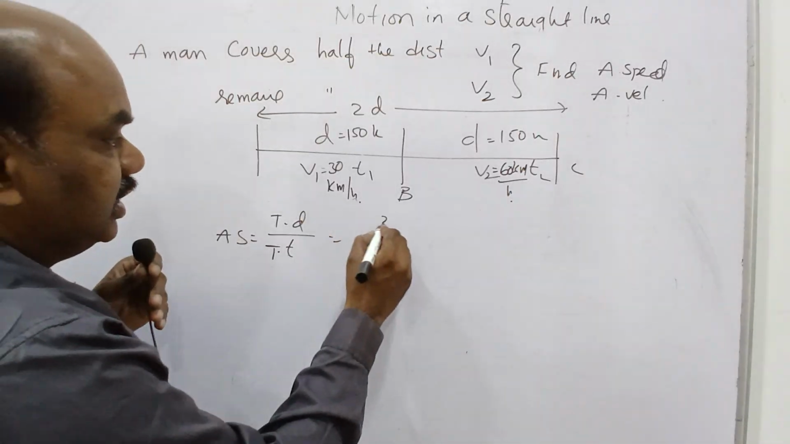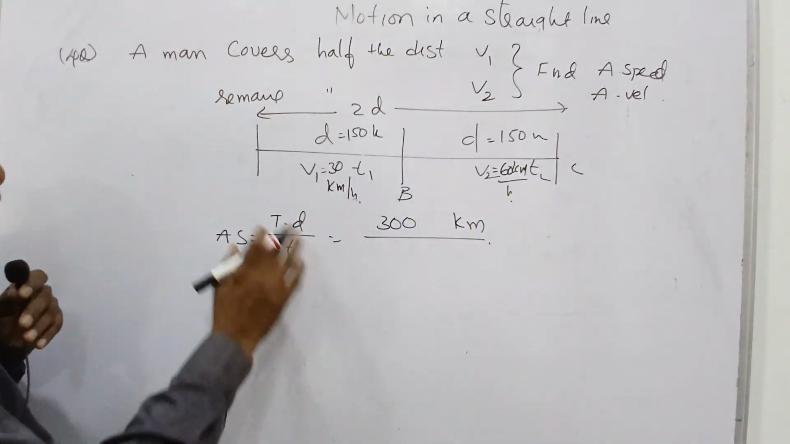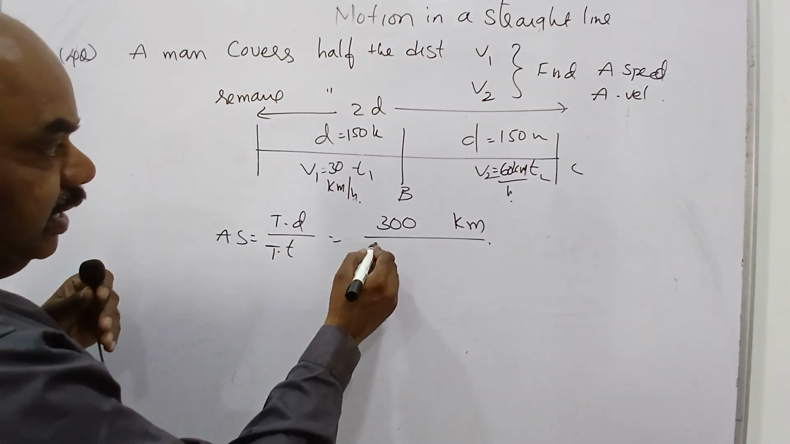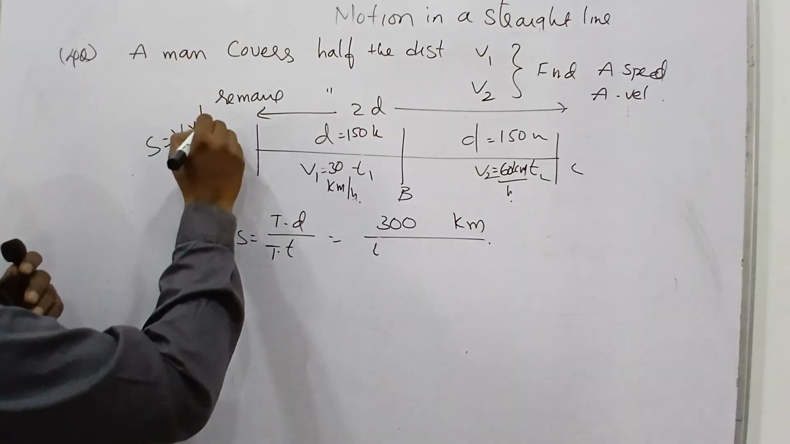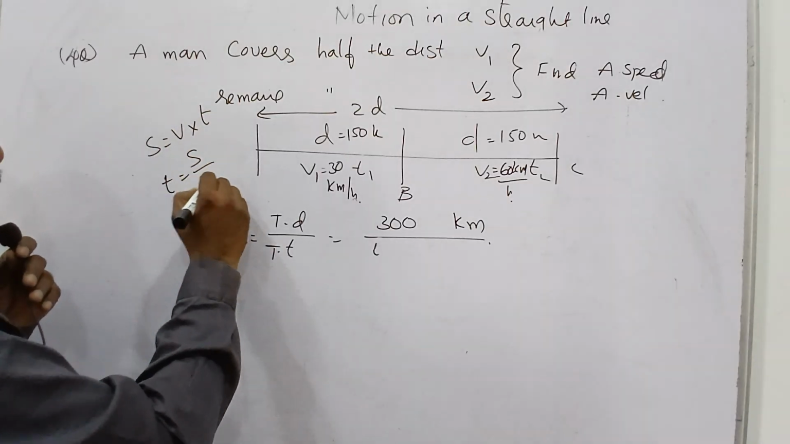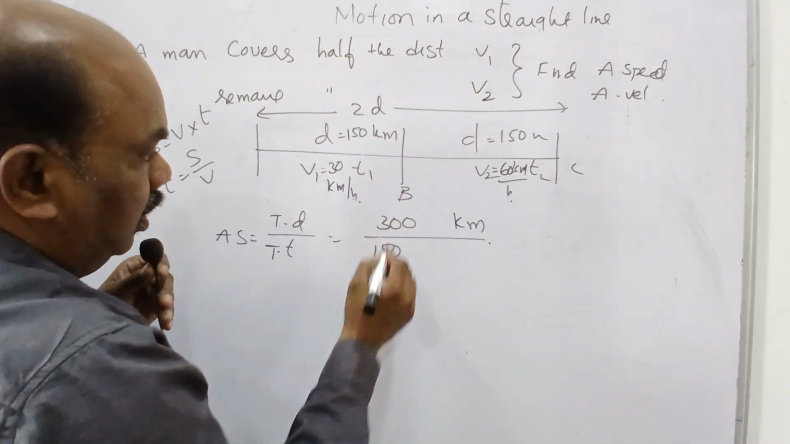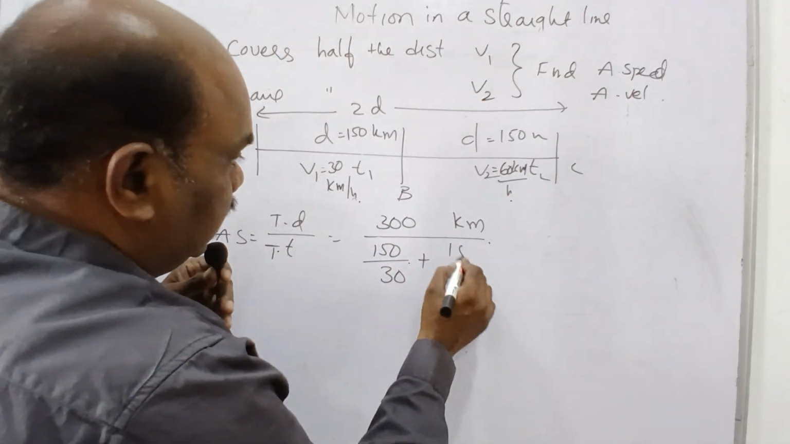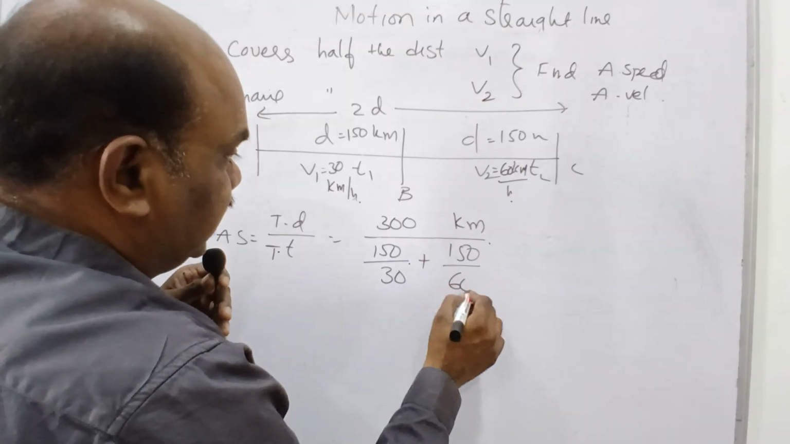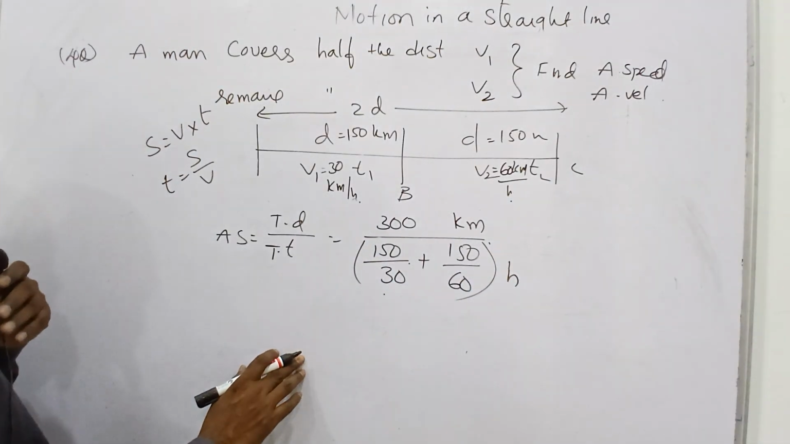Now total distance is 300 km, but total time is not given. Here to here, we need to find T1. How to find T1? Distance equals speed into time, so time equals distance by speed. Distance how much, beta? 150 km by speed, how much? 30, plus this is 150 by 60. Let the time be in hours.